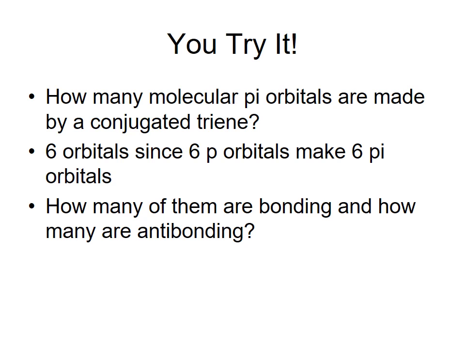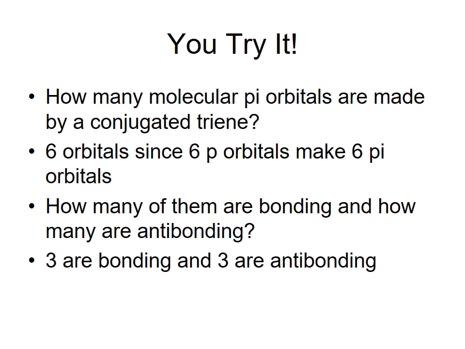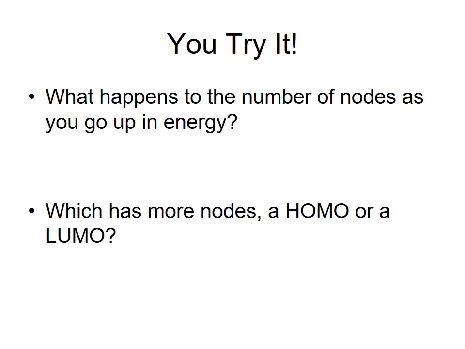How many of them are bonding and how many are anti-bonding? Well, if you remember our butadiene molecular orbital, you saw half were bonding and half were anti-bonding. The same thing happens with these 6 orbitals. What you have are 3 are bonding and 3 are anti-bonding. What happens to the number of nodes in the orbitals as you go up in energy? The number of nodes increase. The lowest energy orbital has no nodes, and the highest energy orbital has a node between each p orbital.